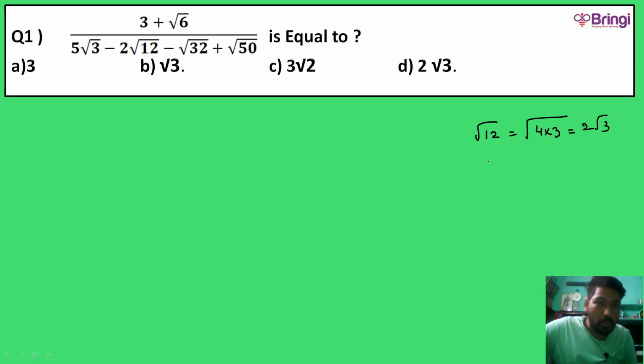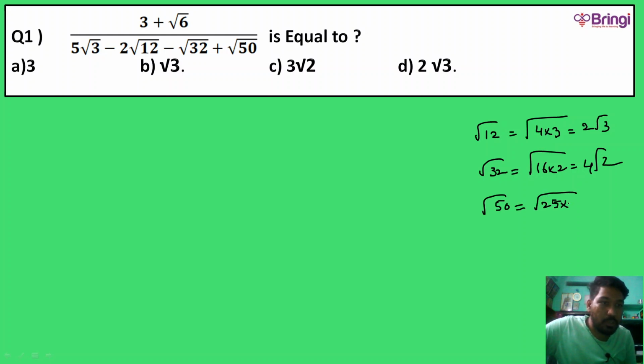And what about root 32? Root 32 we can write as 16 times 2. Root 16 value is 4, so we can write 4 root 2. And what about root 50? Root 50 is nothing but 25 into 2, so we can write 5 root 2.